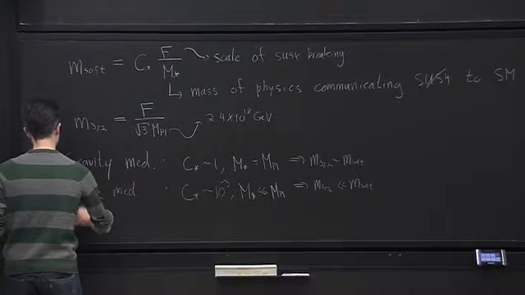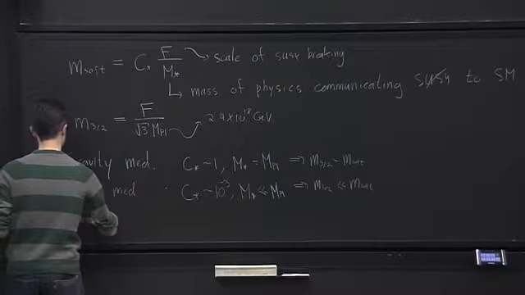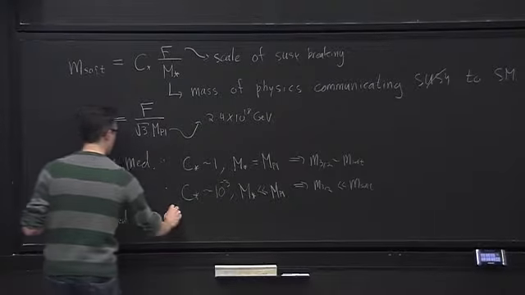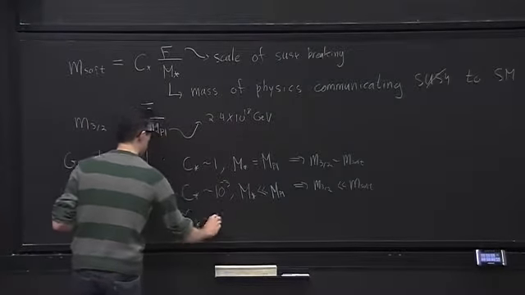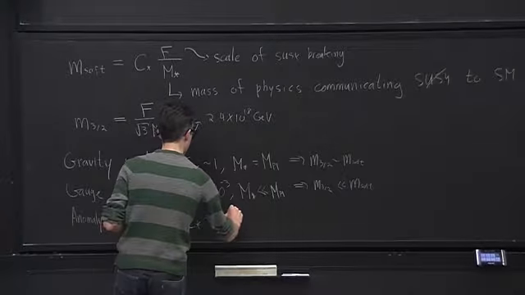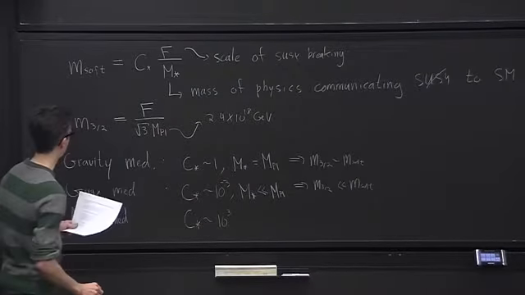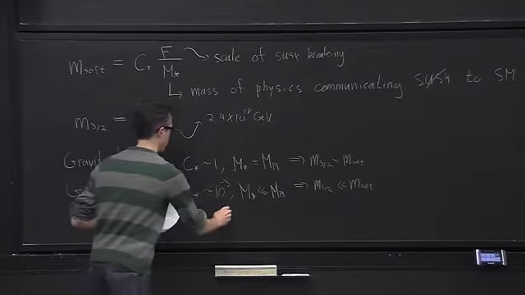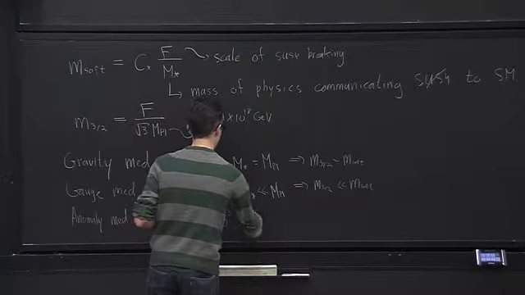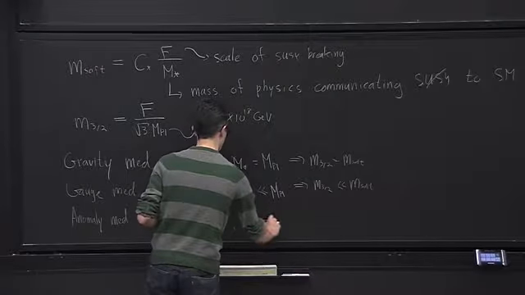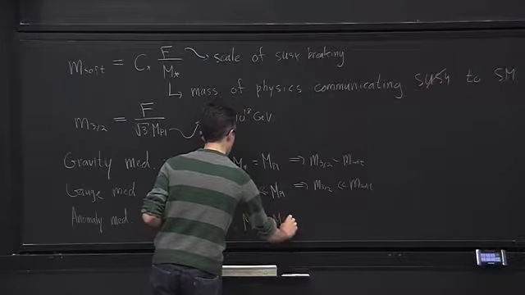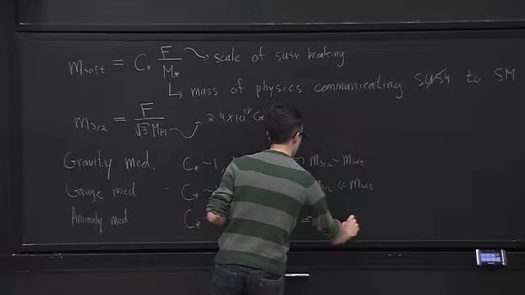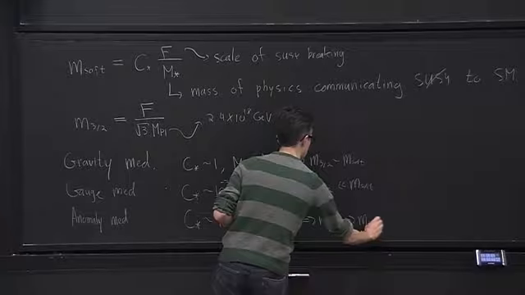And finally, there's something called anomaly mediation. In anomaly mediation, I have a C star of again roughly 10 to the minus 3, and I have M star equal to M Planck. The upshot of this is that now my M3 halves is much, much bigger than M soft.